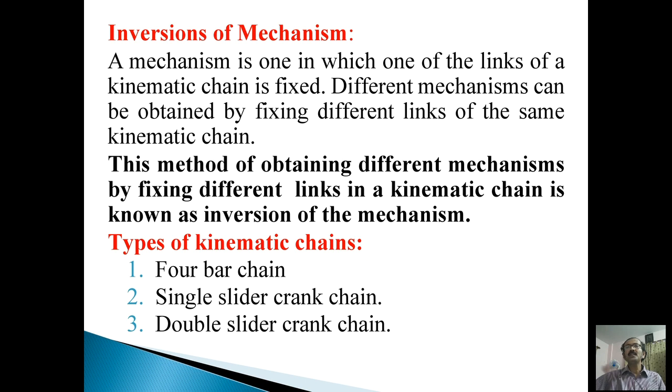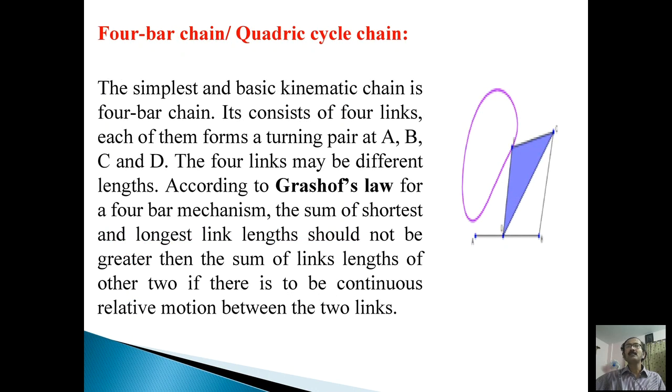So there are three types of kinematic chain. One is the 4-bar chain, number 2 is the single slider crank chain, and number 3 is the double slider crank chain. Now, the 4-bar chain. So what is a 4-bar chain? Quadric cycle chain. The simplest and basic kinematic chain is the 4-bar chain. It consists of 4 links, each of them forming a turning pair A, B, C and D.